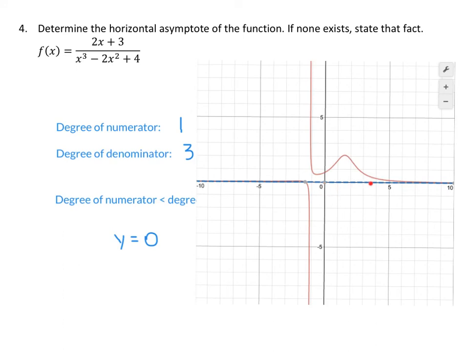As our x values go to positive infinity, as we get larger and larger, we do see that our function is approaching that line y equals 0. Similarly, as our x values go off to negative infinity, we see that our function is approaching that line y equals 0.